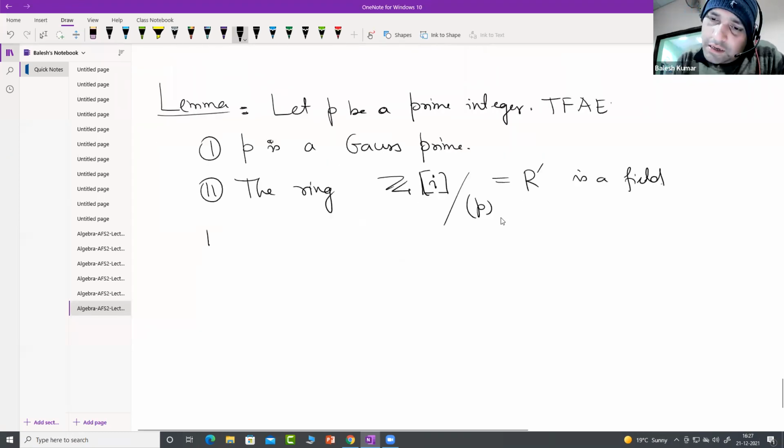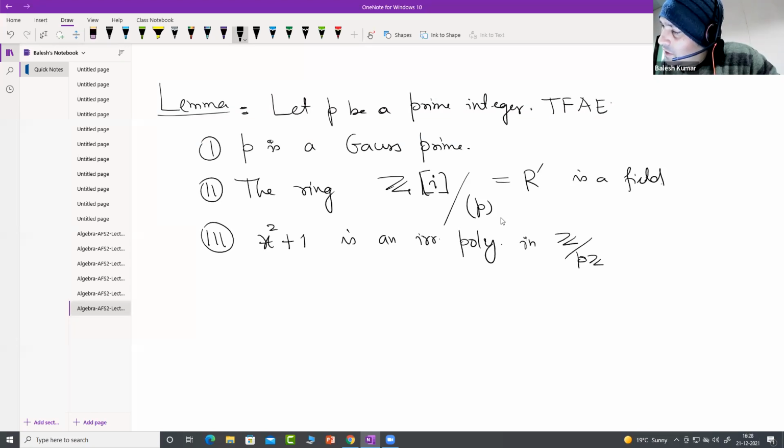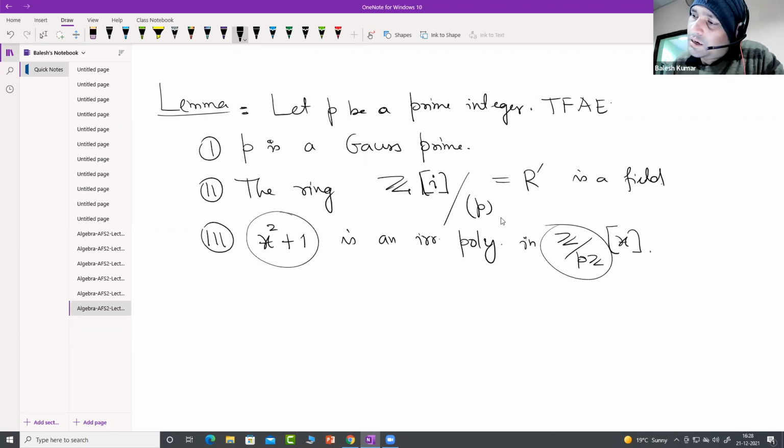And now the third one is actually the main thing that we need to prove: that the polynomial x squared plus 1 is an irreducible polynomial in the polynomial ring (Z mod pZ)[x]. So what does this actually say? If you have a prime integer, it is somehow related to the reducibility or irreducibility of this polynomial inside this polynomial ring. Precisely, if this prime stays as a Gauss prime, then this polynomial is irreducible inside Z mod pZ, if and only if.